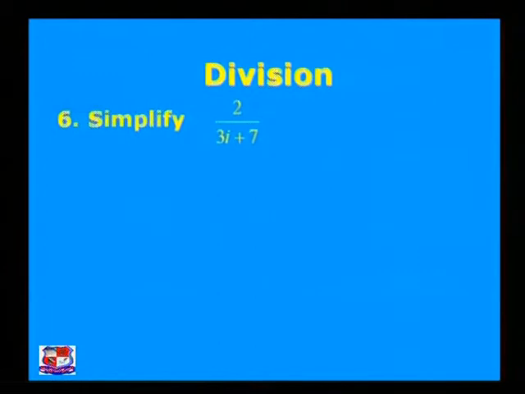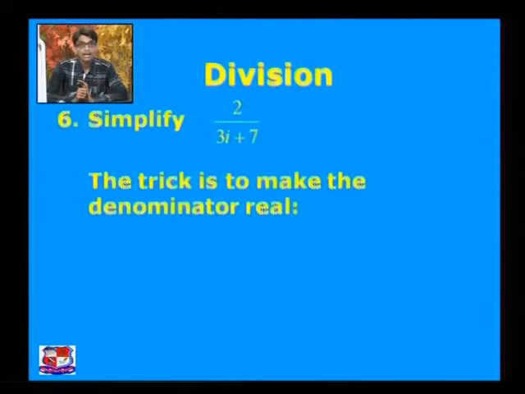Okay, now our idea is how to find the division of two complex numbers, and the trick is to make the denominator real. When we want to simplify or find the division with complex numbers, then the easier way is to make the denominator real.